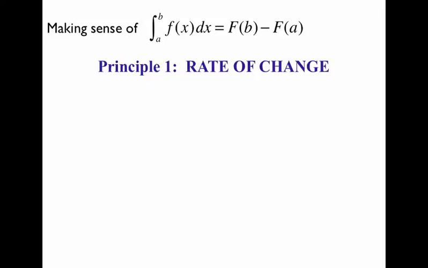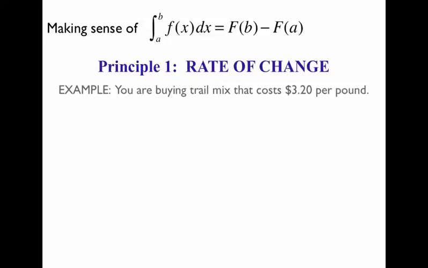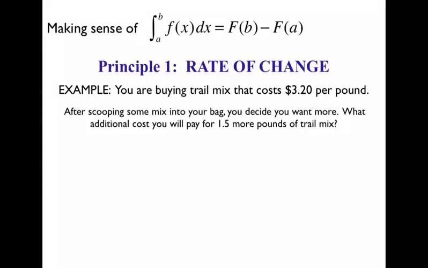So the first principle about this is rate of change. Rate of change is a huge player in this. So let's look at a really easy example. You're buying trail mix that costs $3.20 per pound. Okay, and that's an example of a rate of change. An easy rate of change, right? So after scooping some of the mix into your bag, you decide you want more. What additional cost will you pay for 1.5 more pounds of trail mix?